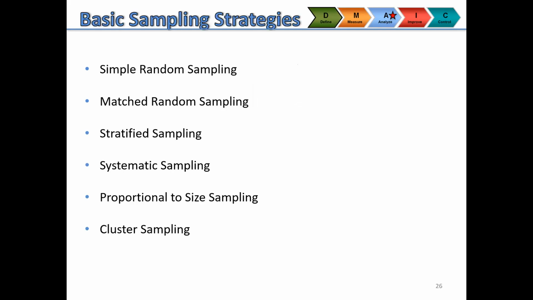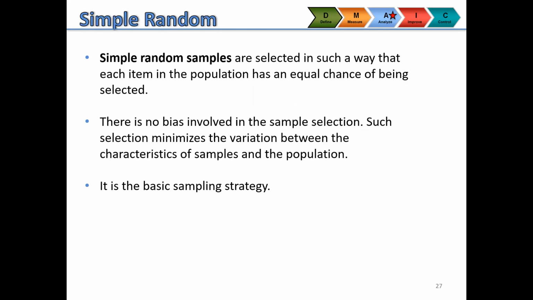Basic sampling strategies. Here are six of them, let's go through them quickly: simple random, matched random, stratified, systematic, proportional, and cluster. Simple random means each item in the population has an equal chance of being selected. There's no bias involved in the sample selection. It minimizes the variation between the characteristics of samples and the population. It's the basic sampling strategy.